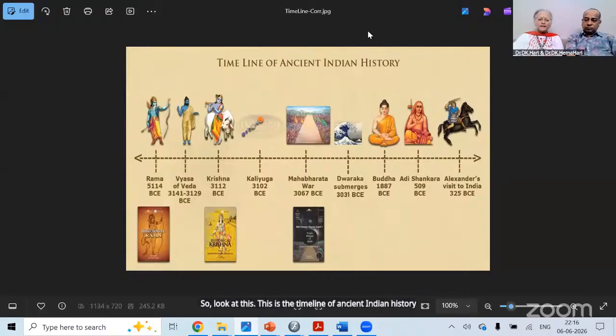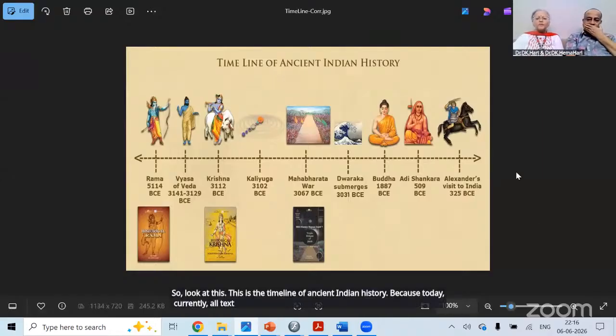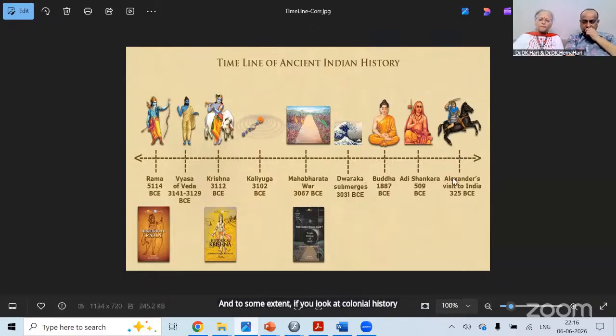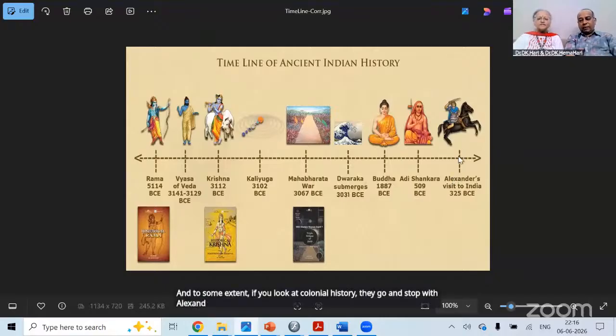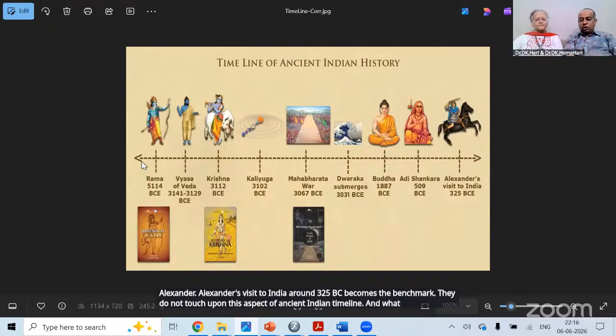Because today, currently, all textbooks stop with talking about the invasions, the invaders, and the freedom struggle as the history. And to some extent, if you look at colonial history, they stop with Alexander. Alexander's visit to India around 325 BC becomes the benchmark. They do not touch upon this aspect of the ancient Indian timeline. And what the colonial historians say is that anything before Alexander in India is prehistoric.